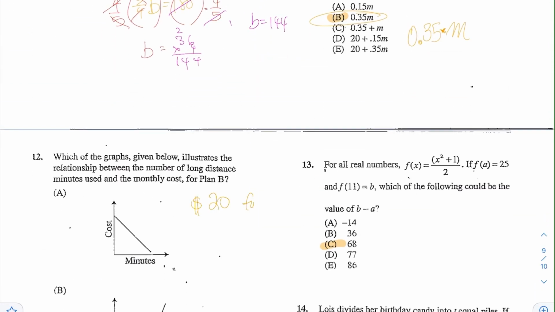$20 for 300 minutes. So that means that if you have minutes on the x and cost on the y, the x coordinate, the x axis, where the plan starts will be 300, and it'll cost $20. So it'll actually start at 300 and 20. So that will start here.